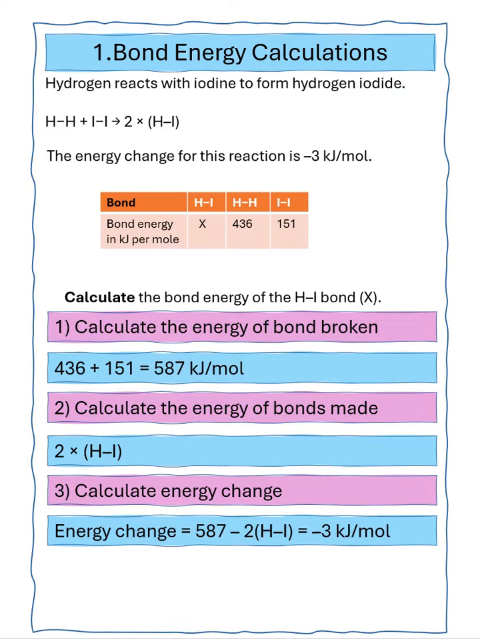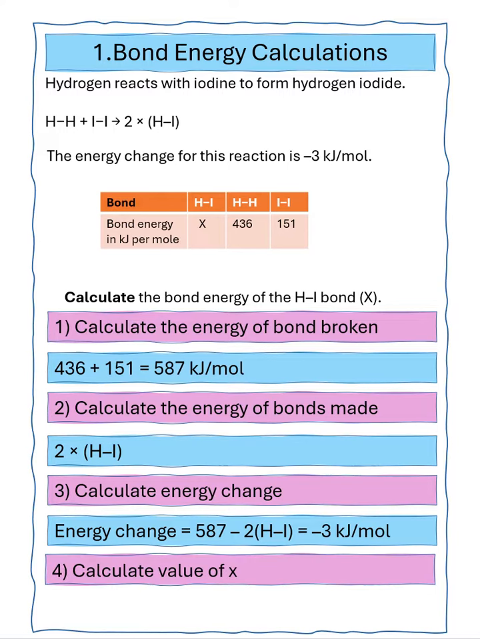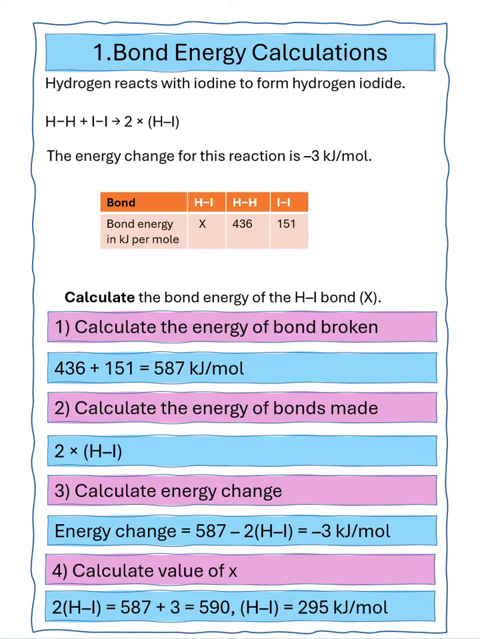So the total energy value we know is the total energy in to break the bonds, which is 587, minus the energy given out to make new bonds. So that's minus 2 lots of hydrogen to iodine. And we know overall it's minus 3 kilojoules. We can then rearrange the equation to calculate X. So 2 lots of hydrogen to iodine makes 587 plus 3, which equals 590 kilojoules of energy. So we divide that by 2 because we've got 2 lots of the bonds. So we know the hydrogen to iodine bond is 295 kilojoules per mole.